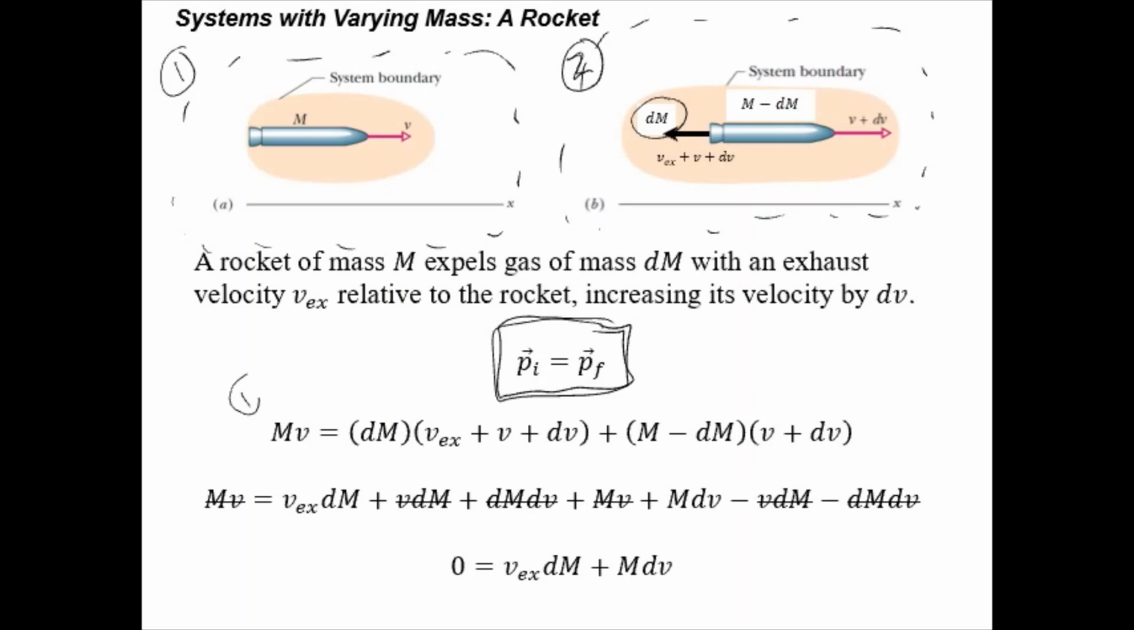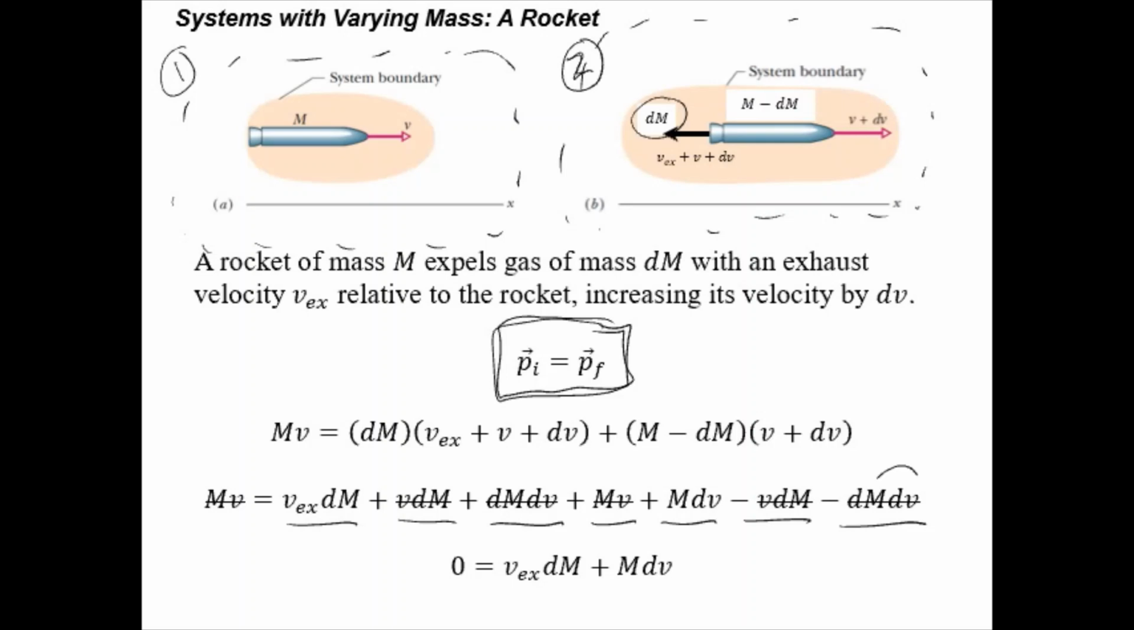So the momentum at position 1 has to stay the same as the momentum at position 2. Now, when I go to do the math on this, and I distribute through, multiplying each term, you know how to do this. When I do the math out, I end up with an equation: mv equals v exhaust dm plus vdm plus dm dv plus mv plus mdv minus vdm minus dm dv.